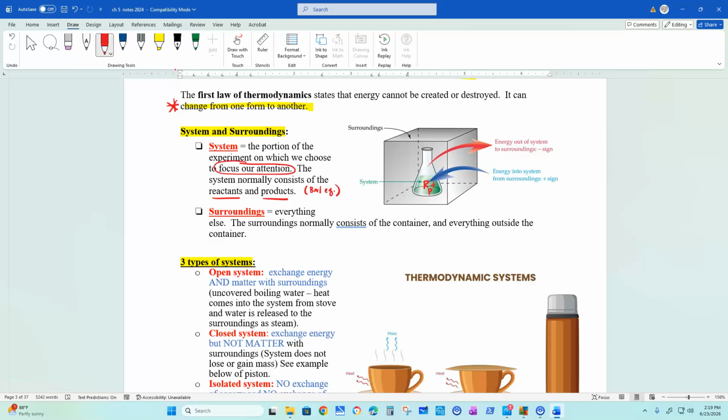If it's not in that container, everything outside of it is called the surroundings. So that means it's called everything else. This means it's not our focus, okay? It's the air, it's the desk, it's you, it's the thermometer, it's anything but what we're focusing on, okay? So the surroundings normally consist of the container and then everything outside the container. And like I said, when we get to the thermometer part, it's also going to be part of the thermometer.